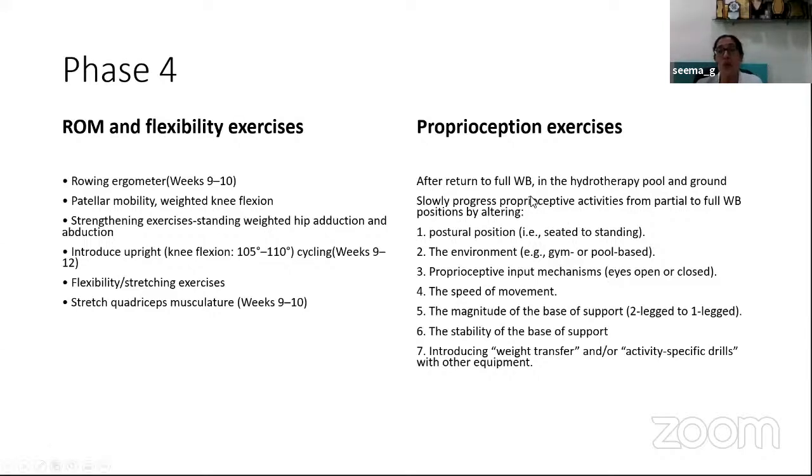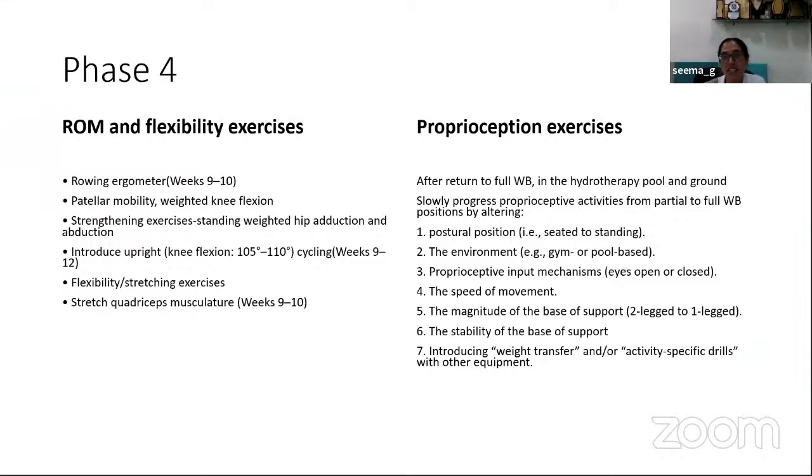Proprioceptive exercises make a lot of difference, which can be done in full weight bearing or even in a hydrotherapy pool. But gradual slow progress is done from partial to full weight bearing positions when we do it in hydrotherapy. As we all know, in hydrotherapy, buoyancy really acts and offloads the area and makes the movements way easier. But at the same time, when we do hydrotherapy, we can even use it for resistive exercises.